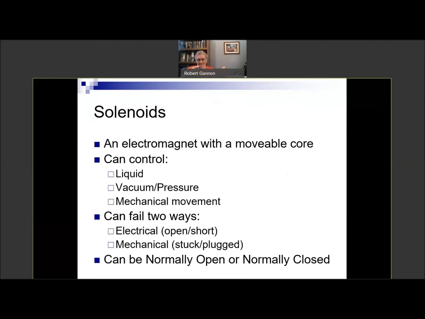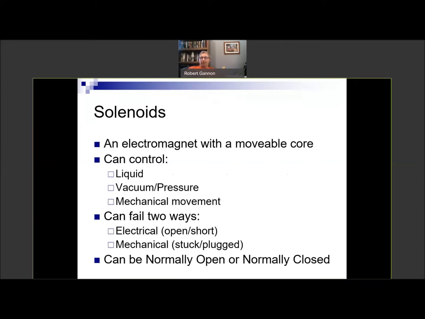So let's start with solenoids. Solenoids are actually the topic of the video that I'm getting ready to post right now. It probably is already up there by now, by the time you see this. But a solenoid is an electromagnet with a movable core. And it can be used to control liquid, vacuum or pressure, or mechanical movement.